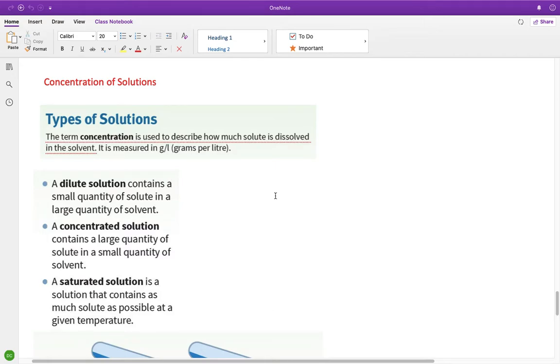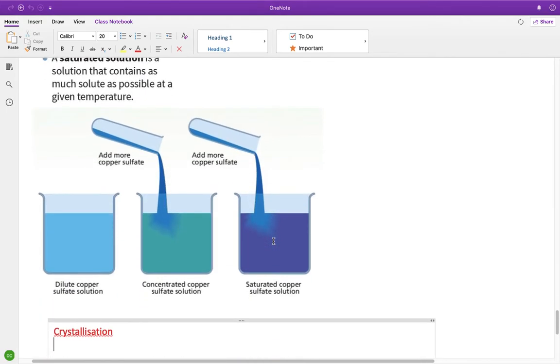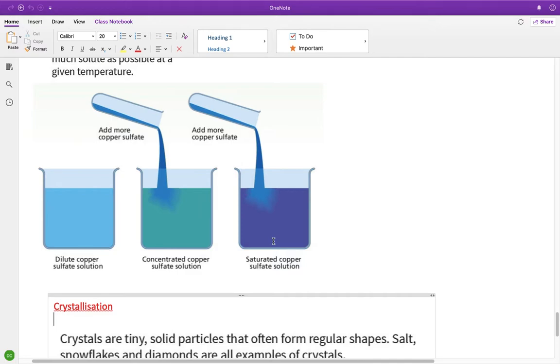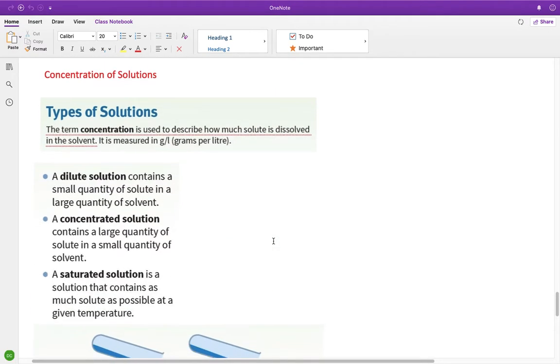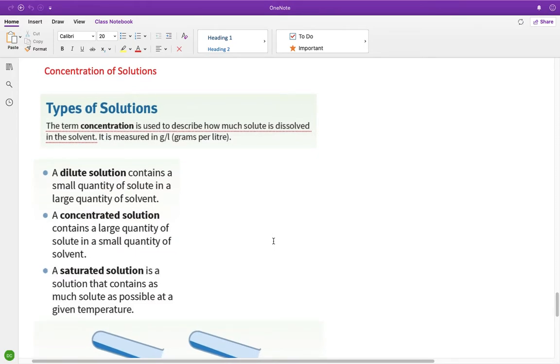Today's class, we're going to talk about concentration of solutions, and then we're also going to talk about crystallization, both of which we briefly mentioned, to be fair, in the previous class. Okay, so some keywords and notes here.